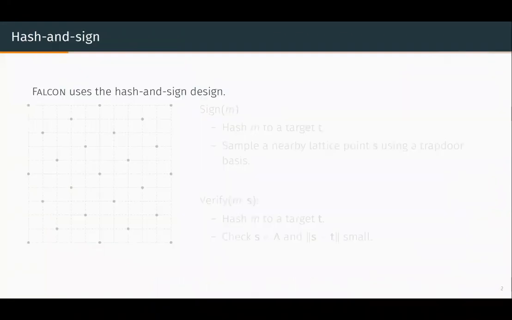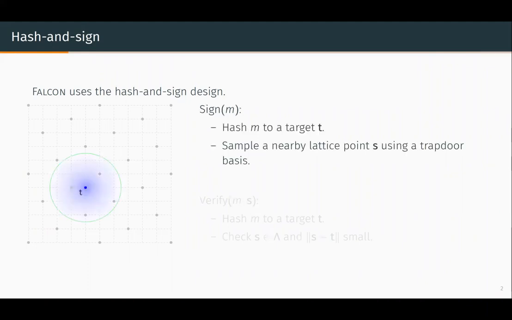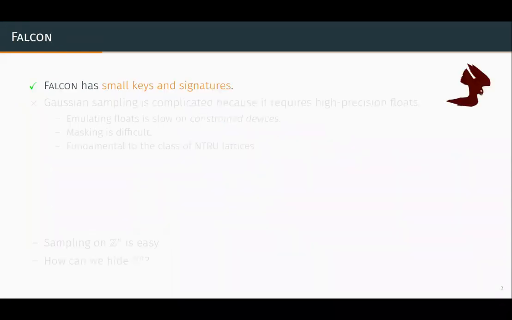Why is this? Falcon is a hash-and-sign signature scheme. What this means is that for signing, you have a message, you hash this message to some target in a lattice or just in a space, and then signing is sampling a nearby lattice point with a good basis, a trapdoor basis. Then verification is checking that the target is first of all in the lattice, and you can check this with a bad basis, and then you check if this target is close to the signature. So Falcon has a small signature.